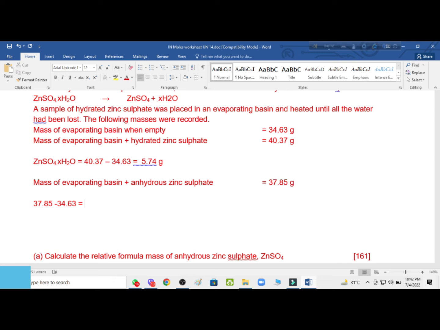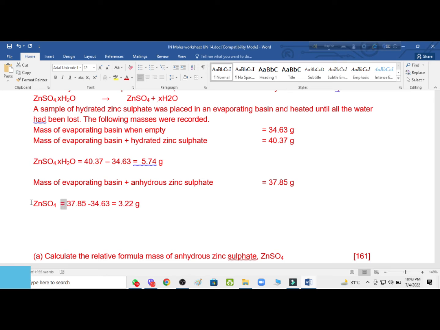37.85. 34.63. Together we get 3.22 gram. What's the mass for? The mass of anhydrous zinc sulfate. Very clear? Mass of anhydrous zinc sulfate, which is free from water.